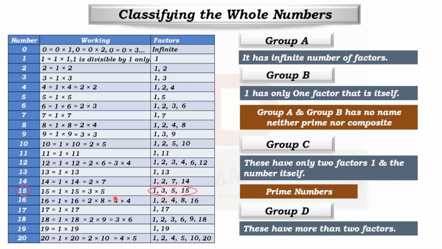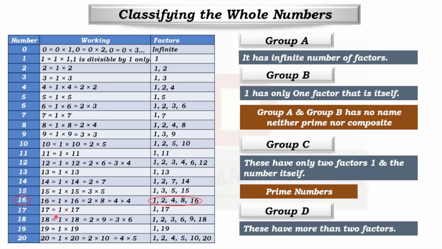The number 16 has 5 factors: 1, 2, 4, 8 and 16 itself. Means more than two factors. Here 2, 4, and 8 are the other factors, from the factors 1 and 16, the number itself.